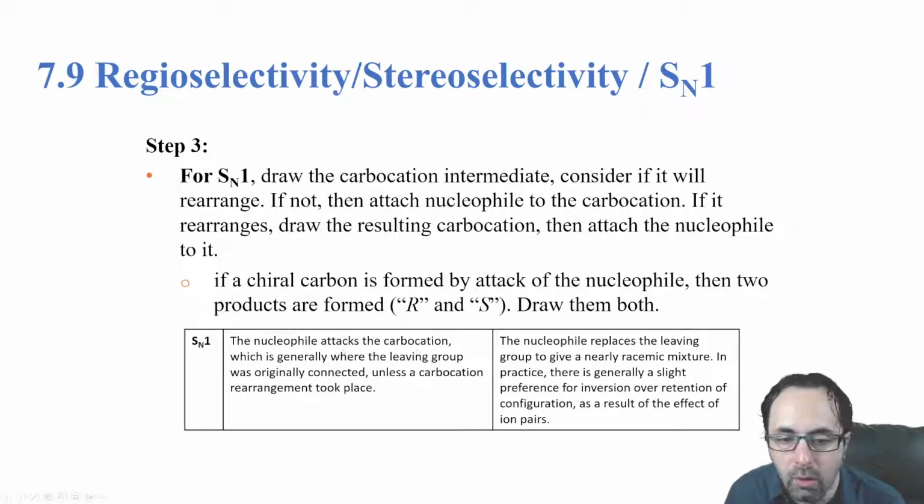Okay, so the nucleophile will generally attack the carbocation at the alpha carbon, where the leaving group left. However, there is a possibility for a carbocation rearrangement, so please make sure to look out for that. Draw the carbocation, see if there are any carbocation rearrangements that make sense. And the nucleophile replaces the leaving group, and you get a racemic mixture here. There's a slight preference for inversion, but you're going to get R and S configurations. You have to draw them both.